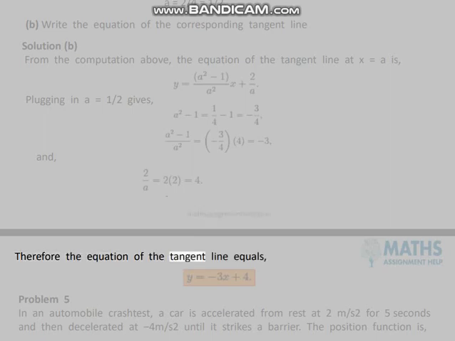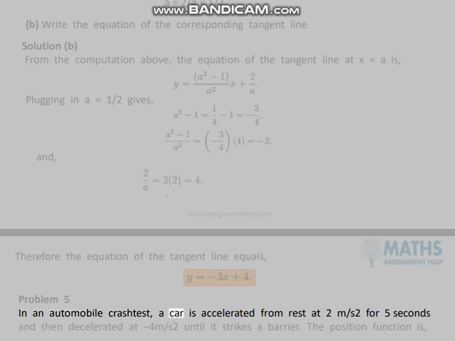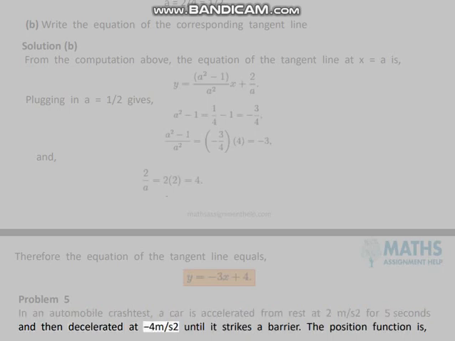Therefore the equation of the tangent line equals. Problem 5. In an automobile crash test, a car is accelerated from rest at 2 meters per square second for 5 seconds, and then decelerated at -4 meters per square second until it strikes a barrier.